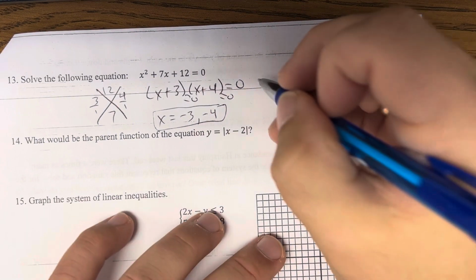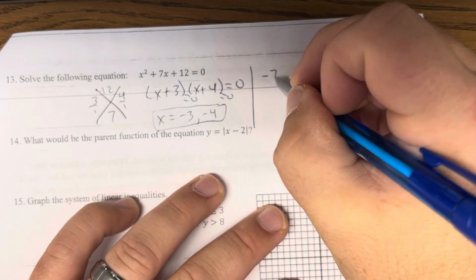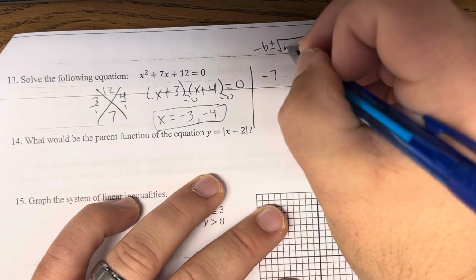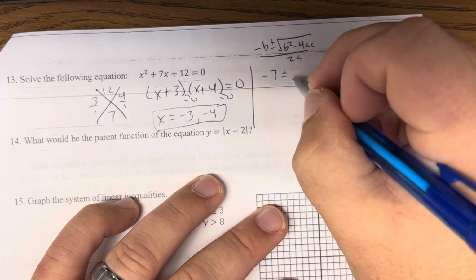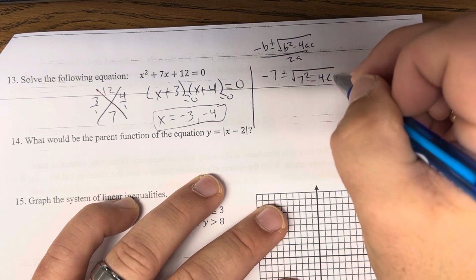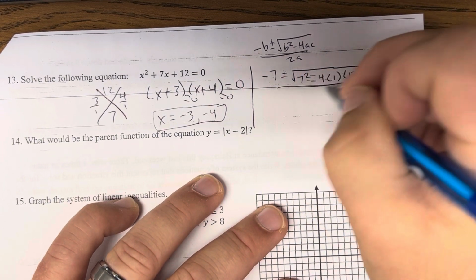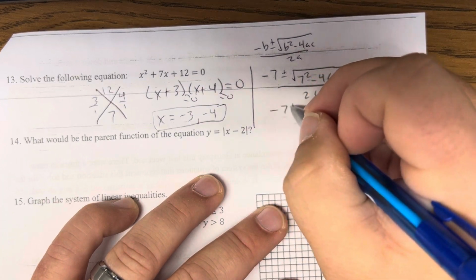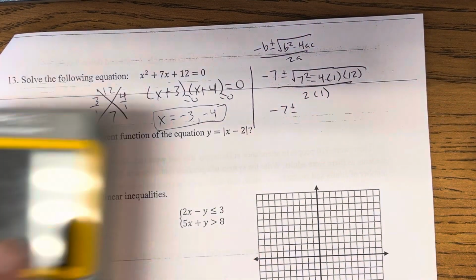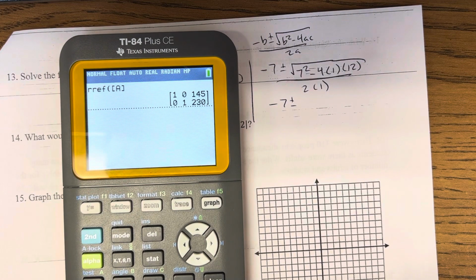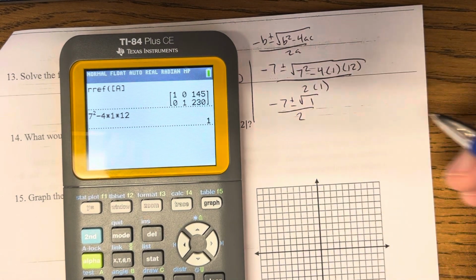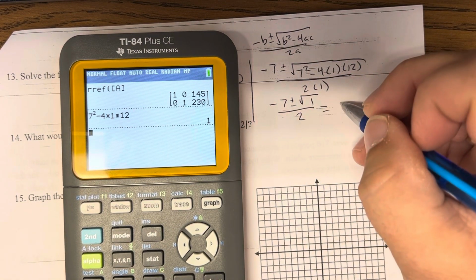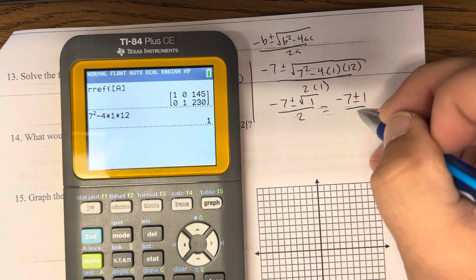If you did quadratic formula, we would have negative b, I'll write the formula, plus or minus square root of b squared minus 4ac all over 2a. So negative 7 plus or minus square root of 7 squared minus 4 times 1 times 12 all over 2 times 1. So negative 7 plus or minus, if we were to put this in the calculator, 7 squared minus 4 times 1 times 12, you get 1. Over 2. Square root of 1 is 1, so we're going to have negative 7 plus or minus 1 over 2.